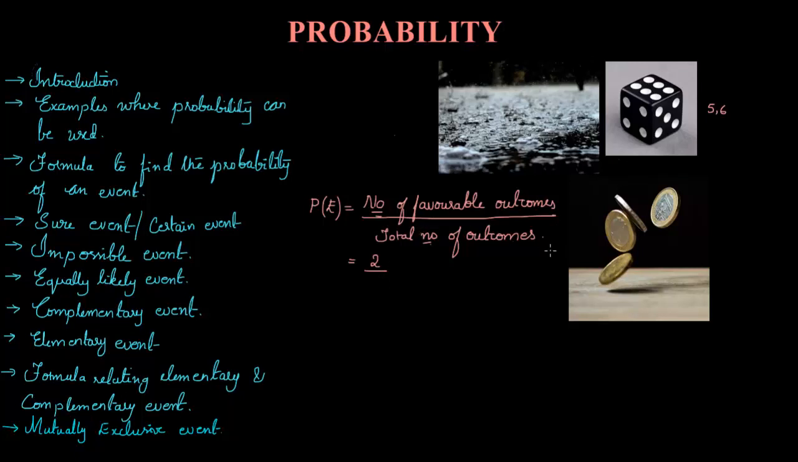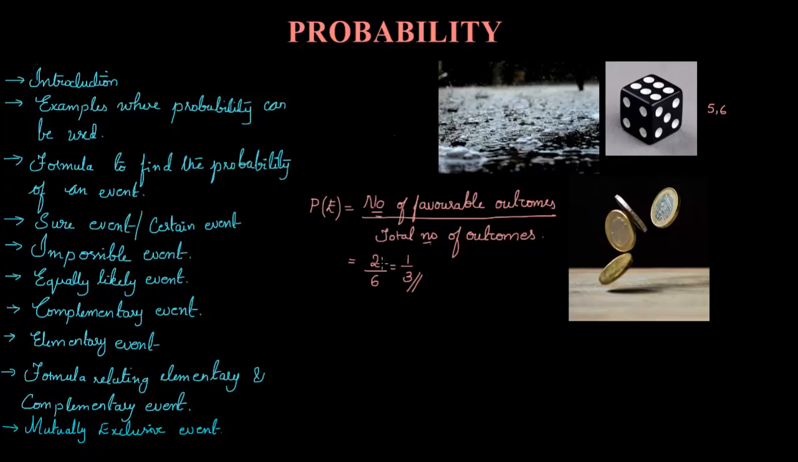And total number of outcomes. So how many numbers can occur? How many numbers are there on the die? It is 6, right? 1, 2, 3, 4, 5 and 6. So there are 6 numbers that can occur, either 1, 2, 3, 4, 5 or 6. Any one can occur at a time. So it is nothing but 1 by 3.